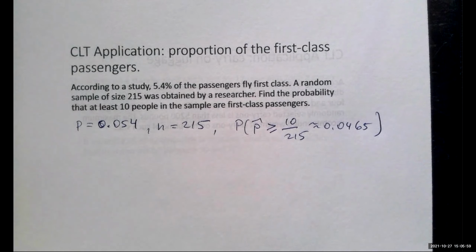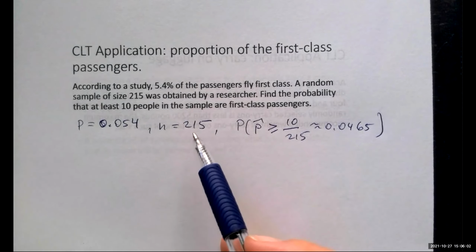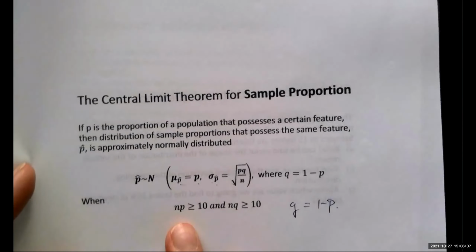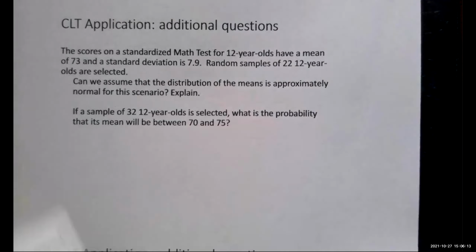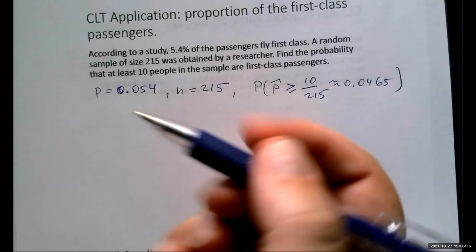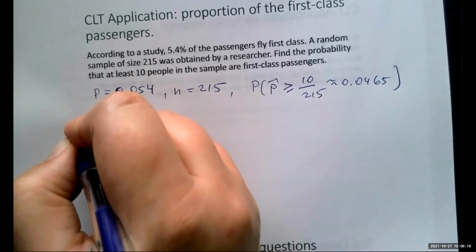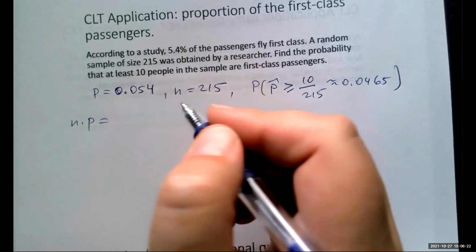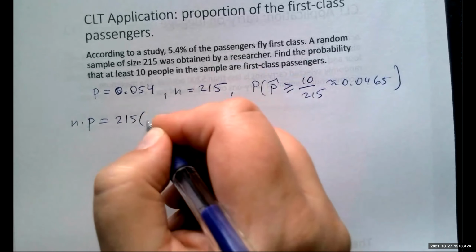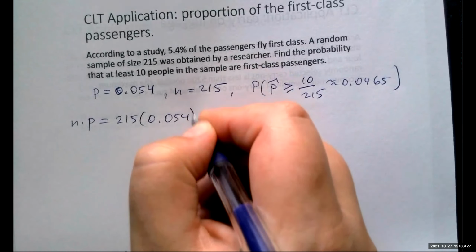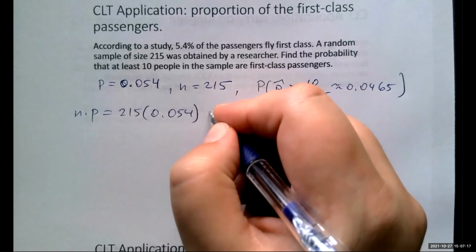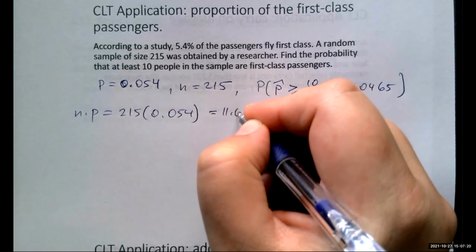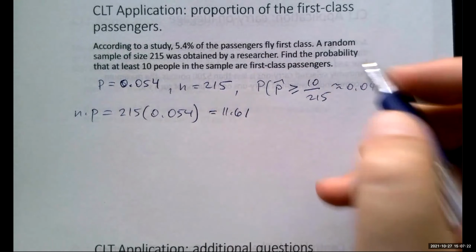All right, so first we need to verify that our conditions are satisfied. In other words, n times p is greater than or equal to 10 and n times q is greater than or equal to 10. So n times p is 215 times 0.054, which is 11.61, which is greater than 10, so we're good there.